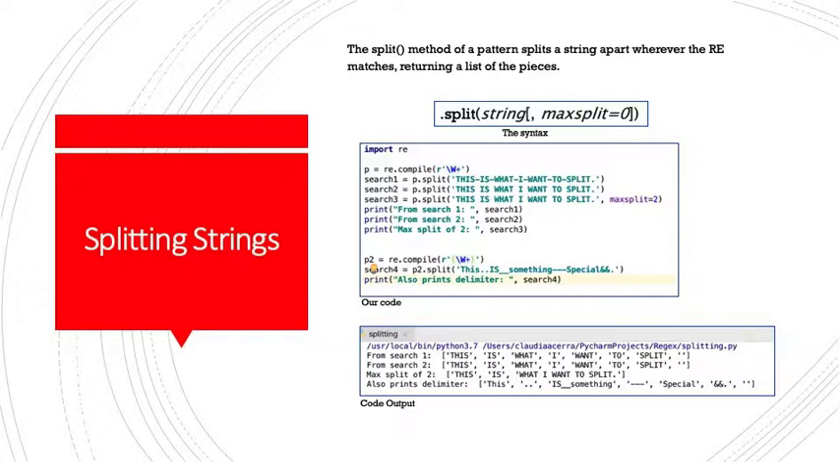Now for search 3, that's where I'm explicit about my max split 2. And you see what the output gives you here. It reached its max limit, so it takes everything else and throws it into the last section. So you actually get 3 sections. But that's how the max split works.